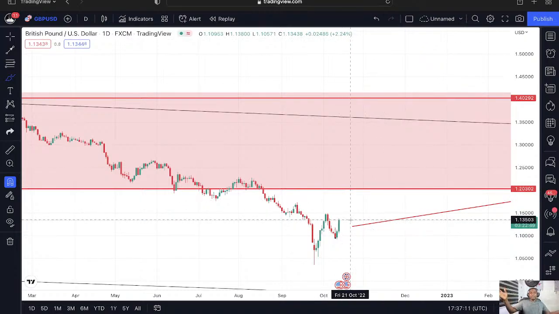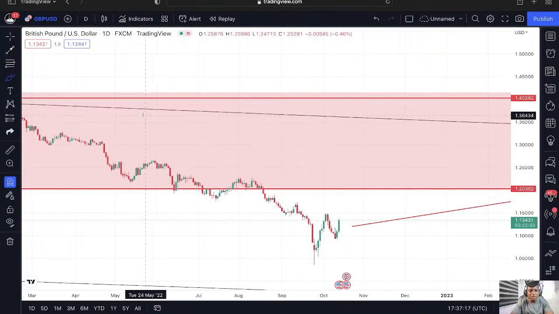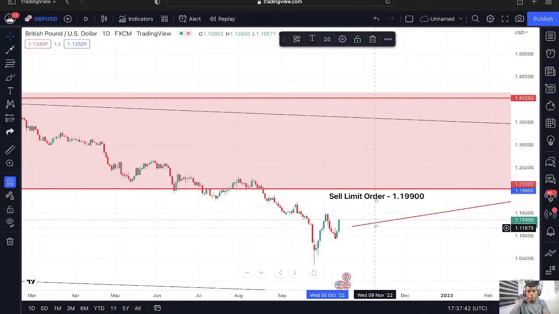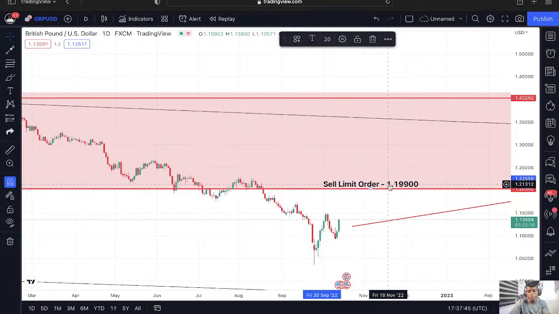So there are two ways. You can either come here at this price level at 1.2 and set your sell limit order. You can set the sell limit order at 1.19900. You can set your sell limit order here. So when price comes here, it sells, and when price keeps falling, you are in profit.